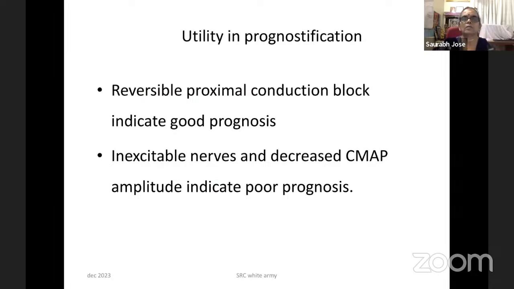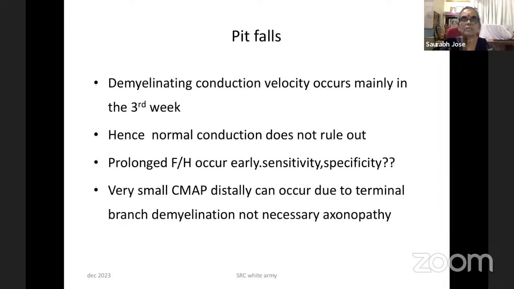So you have got utility in prognostication. Reversible proximal conduction block indicates good prognosis. So if the conduction block shows in the serial electrophysiology, it is showing a reversal. It indicates the patient has started recovering. Inexcitable nerves and decreased CMAP amplitude indicate poor prognosis, because they indicate the axonal variant. So axonal variant, as I said, sometimes they may not recover and remain wheelchair bound.